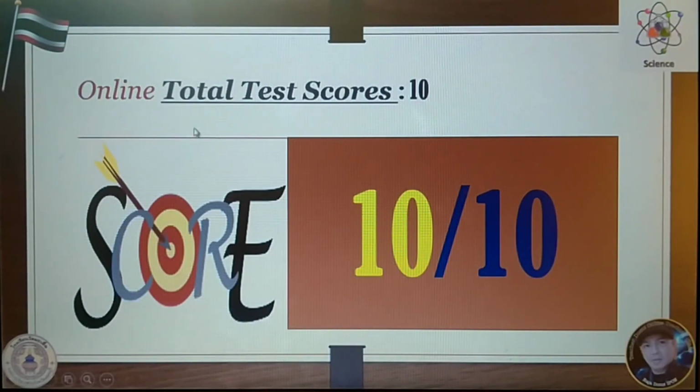Now let's reveal the online total test scores. The total test score is 10. So we have a score of 10 over 10.